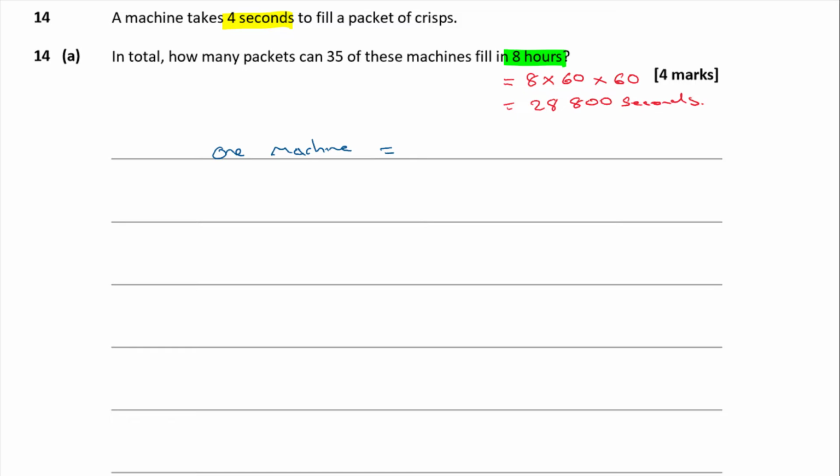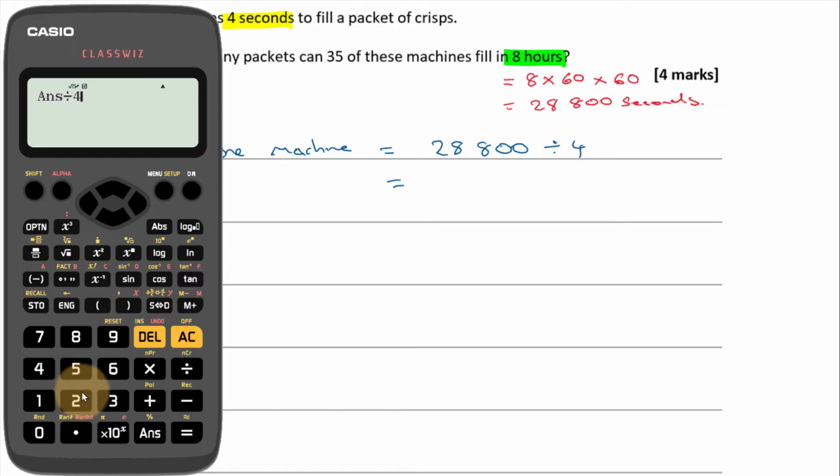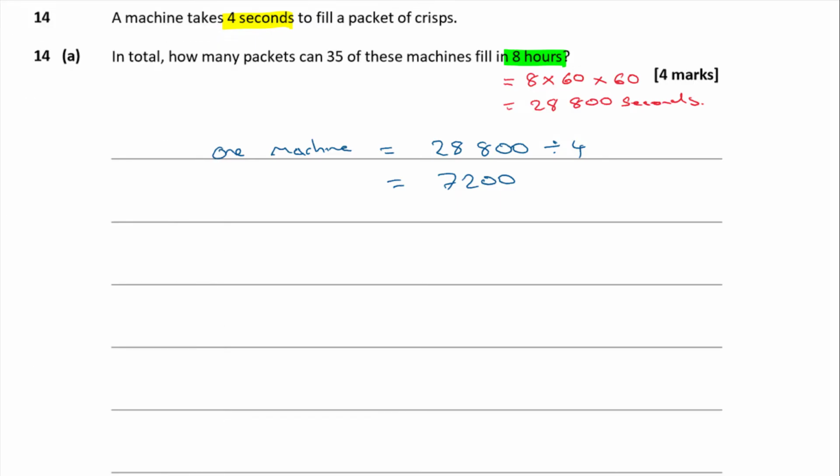It's going to be the 28,800 seconds available divided by 4, because it takes 4 seconds to fill up one packet. So divide that by 4, I'm going to get 7,200. So that means that each machine can pack 7,200 packets in the 8-hour period.